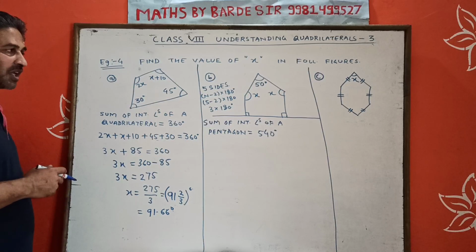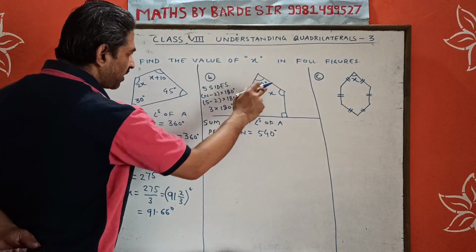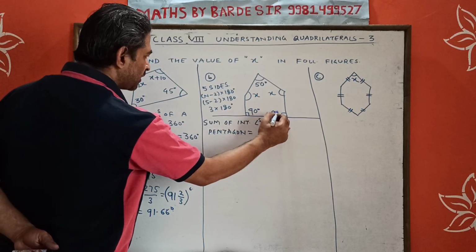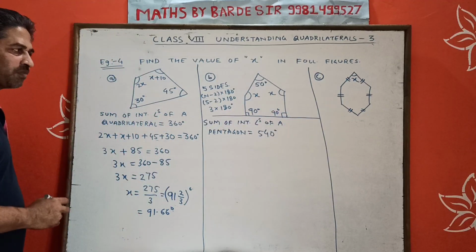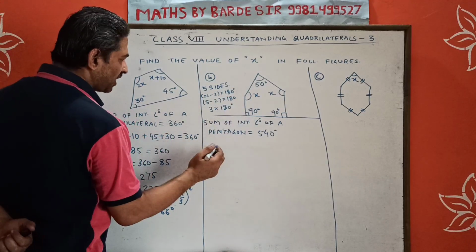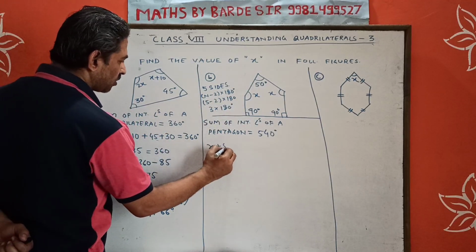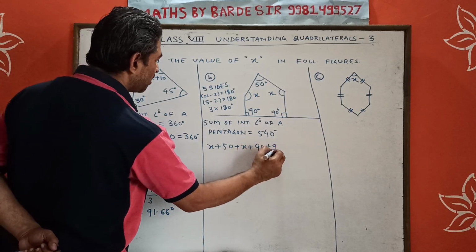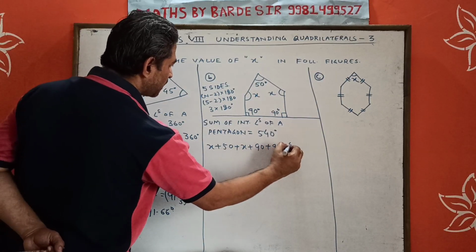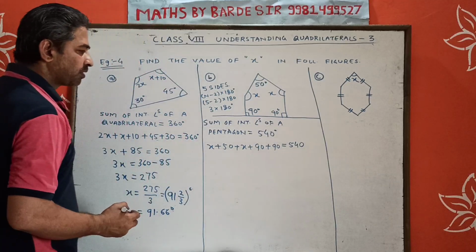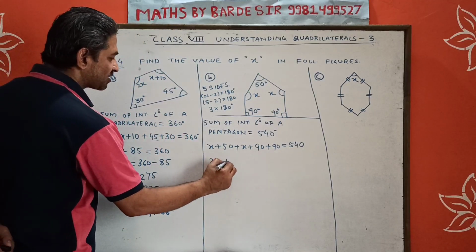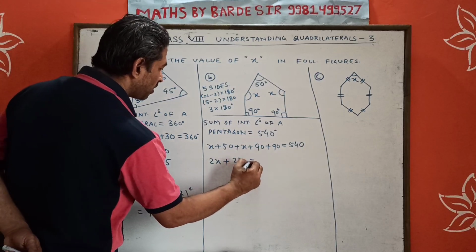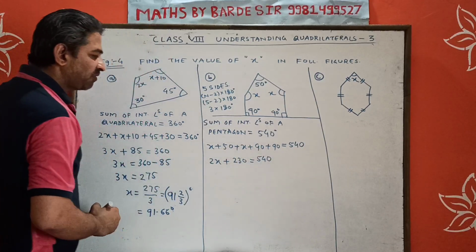Sum is 540. So let's frame an equation. See, this angle is perpendicular, means 90 degree. This is also equal to 90 degree. So we'll get the equation like this: x plus 50 plus x plus 90 plus 90 is equal to 540. So we get 2x plus 230 is equal to 540.